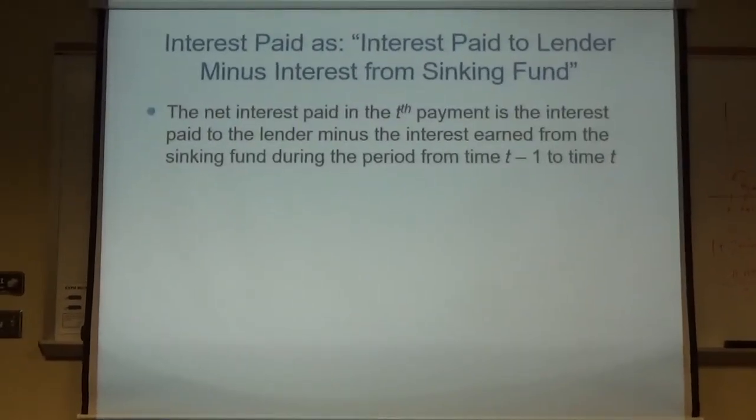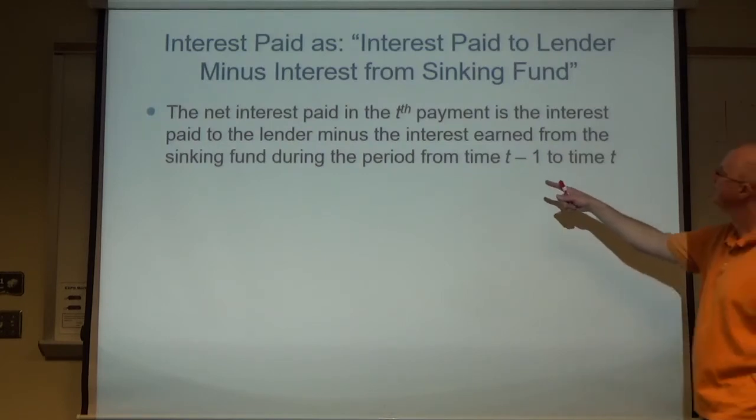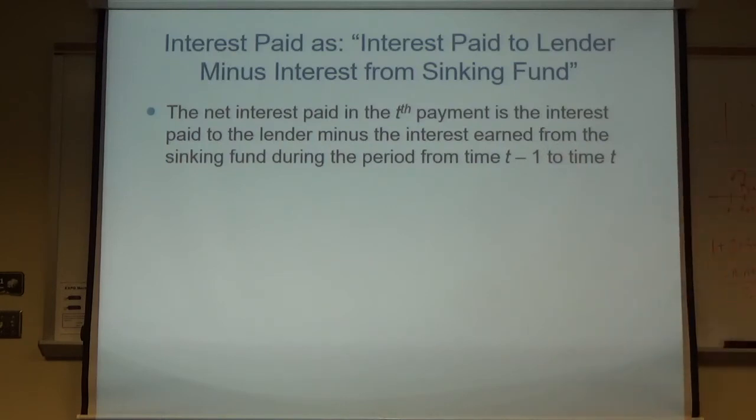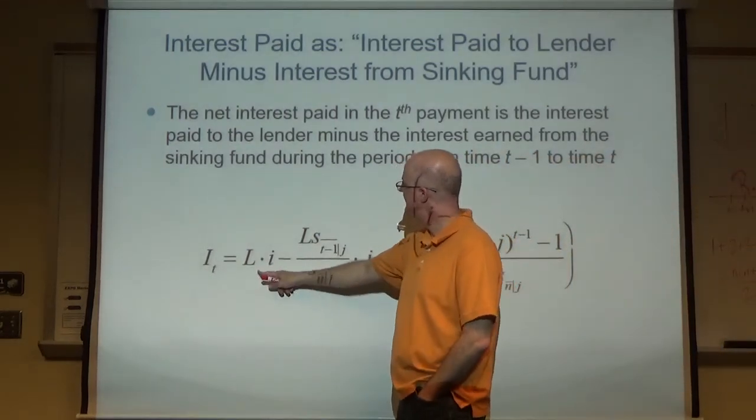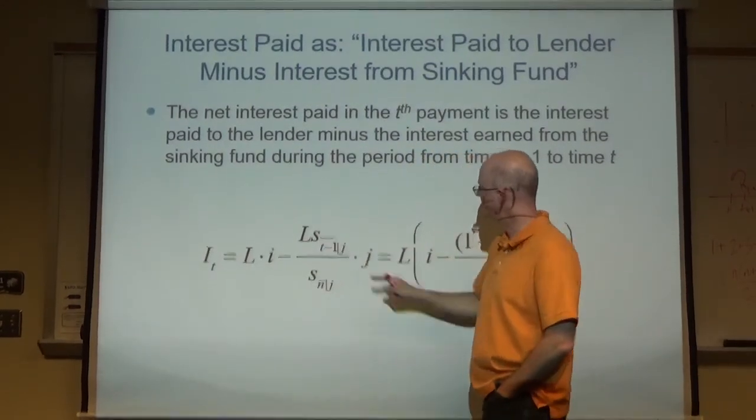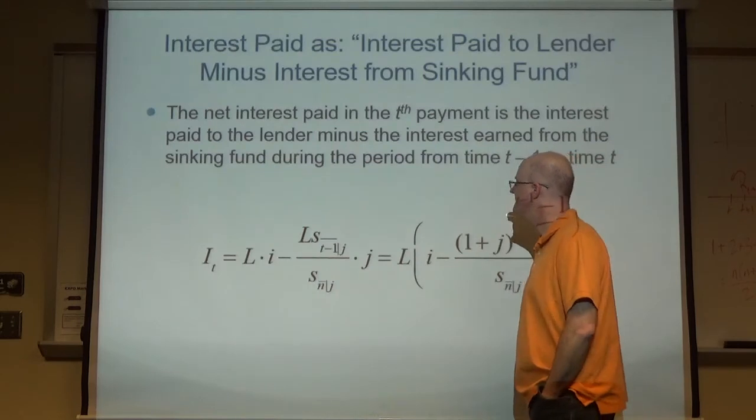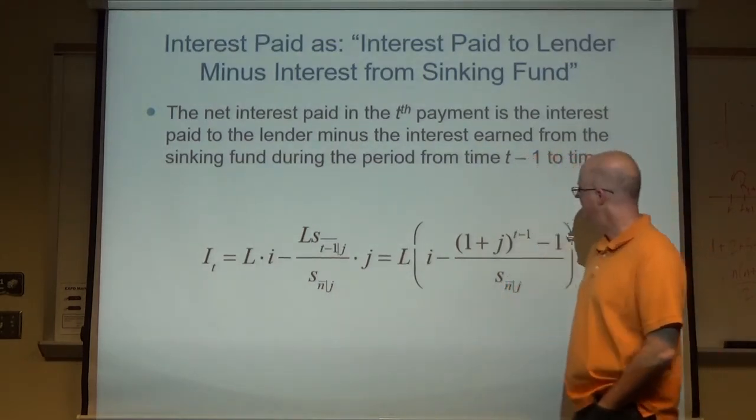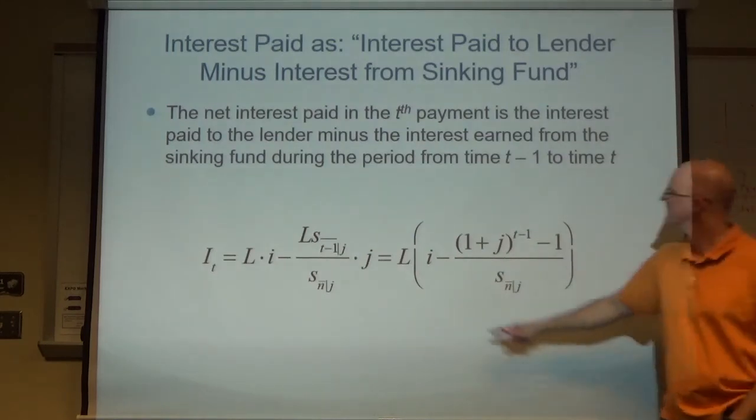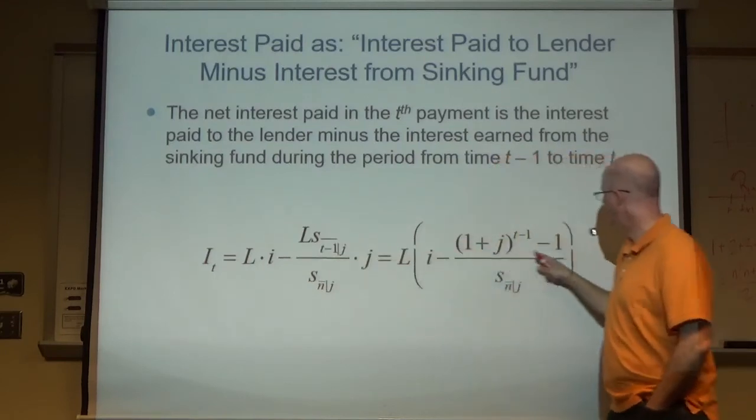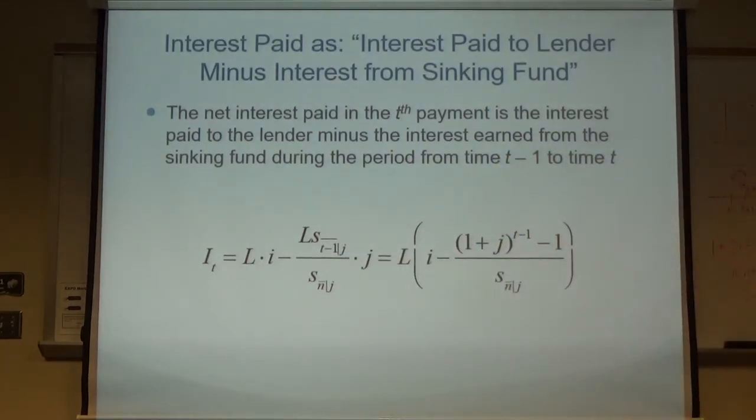Interest paid in the Tth payment is best thought of as being the interest paid to the lender minus the interest earned in the sinking fund from time T minus 1 to time T. This is the interest that you pay to the lender at time T. This is the interest that you earn based on interest rate J from time T minus 1 to time T. You can do some algebra, factor out the L, and do a little simplification using the formula for this thing to write it this way. Probably not something you want to memorize, but hopefully something you can rederive pretty quickly.